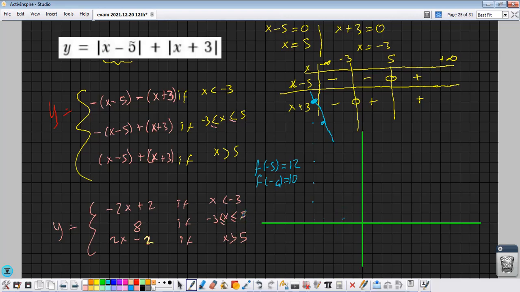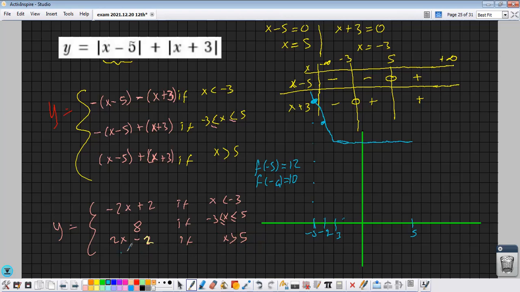From minus 3 to 5, all the results are going to be 8. So 2, 4, 6, 8. All the results are 8 from minus 3 until x is 5. Until 5, all the values are equal to 8.